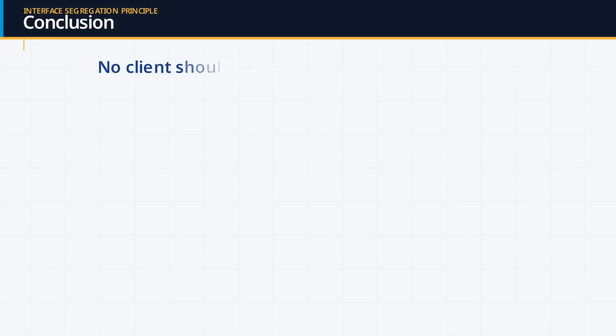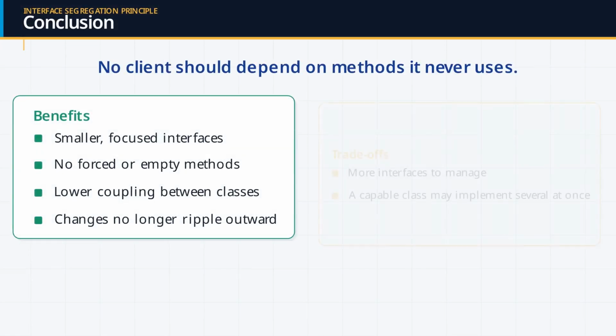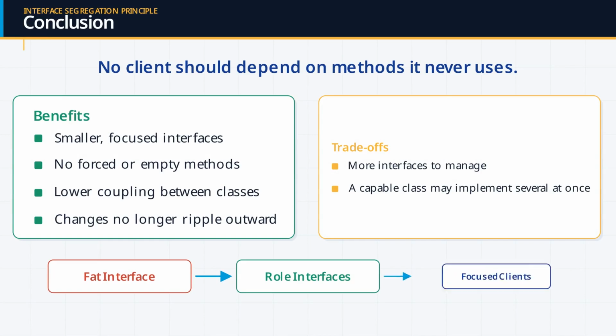The takeaway: no client should depend on methods it never uses. Smaller interfaces mean no empty methods, looser coupling, fewer ripples. The trade-off: more interfaces. The fat interface becomes role interfaces, focused on clients.